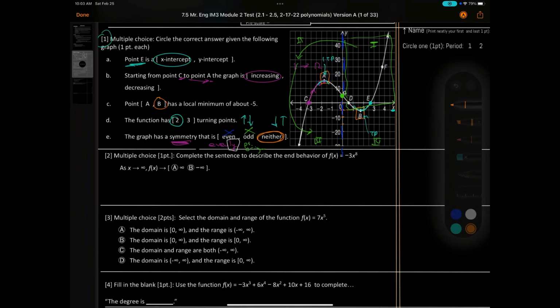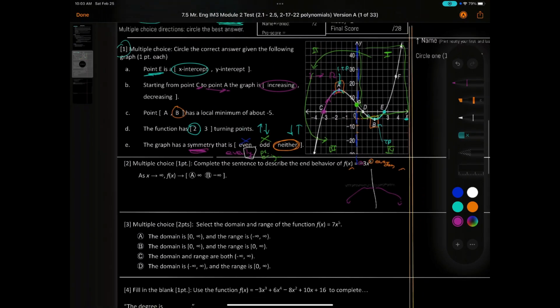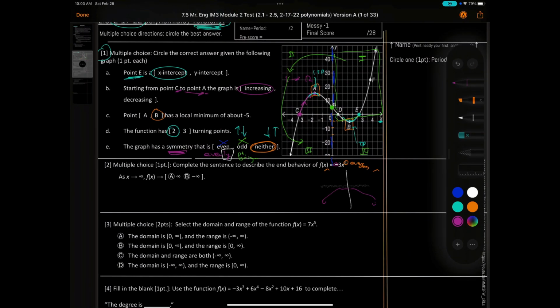Number 2, complete the sentence to describe the end behavior. So this is an even degree, the easiest even degree we know. It starts up, ends up, but this one has a negative leading coefficient, so it's going to look like something like that. So the sentence, as x approaches positive infinity, this is going towards the right. So as I go towards the right, where is the graph going? The graph is going down. Down would be negative infinity, f of x. That is the y values. This would be going down.